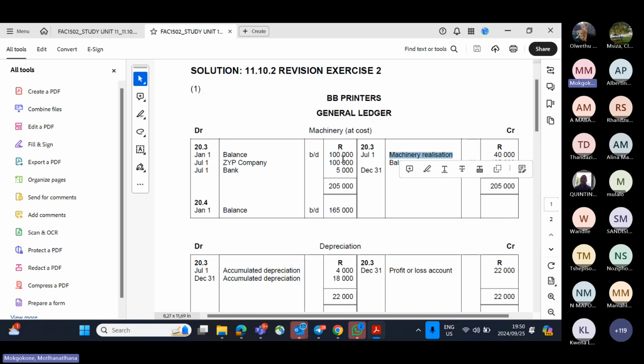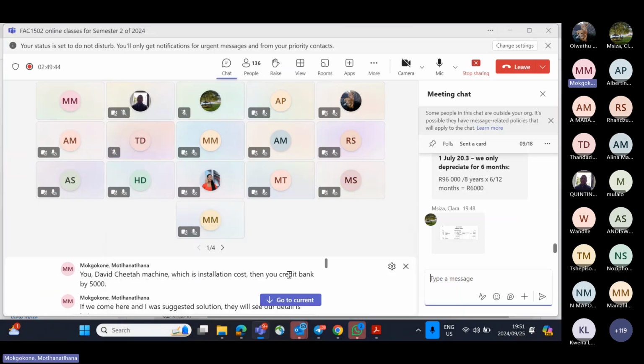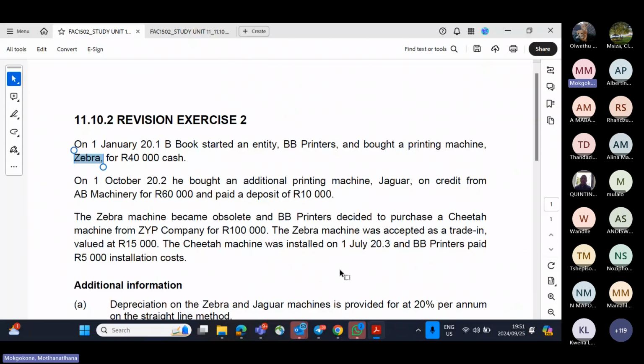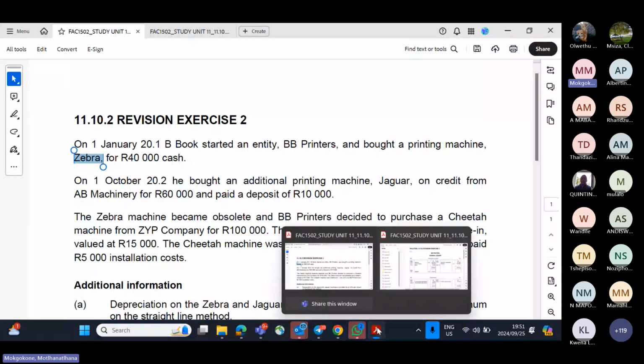If you add both sides, the 205,000 is bigger and the 40,000 is smaller. This will be the balance carried down. 205,000 minus 40,000 gives you 165,000, which will be the opening balance for January 2024. Are they clear on this general ledger account of machinery? Are there any questions on the general ledger account for machinery? There are currently no questions.